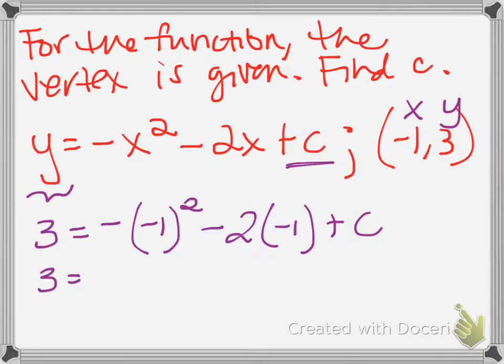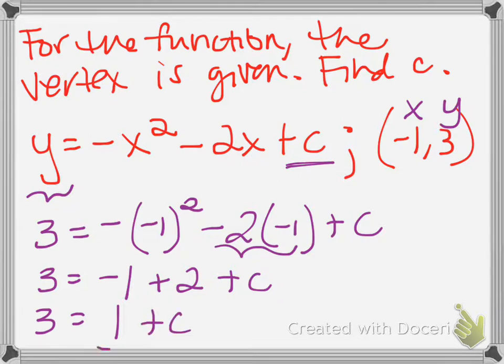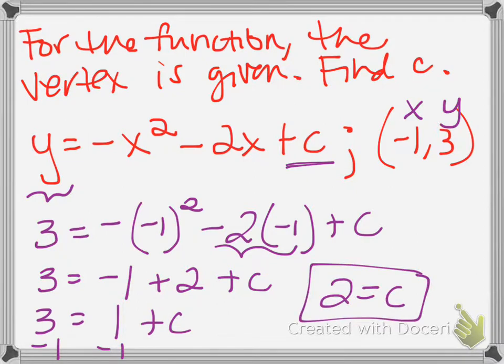Now I can't just swoop it right into the calculator. So the opposite of -1 squared is actually going to be -1 because I have to do -1 squared, which is 1, and then the opposite of it, so that's the -1. And then -2 times -1 is a +2 plus C. The -1 plus 2 gives you 1, and then I have plus C. Then I'm going to subtract 1 from both sides, so I end up getting 2 equals C. And that's what you had to do.